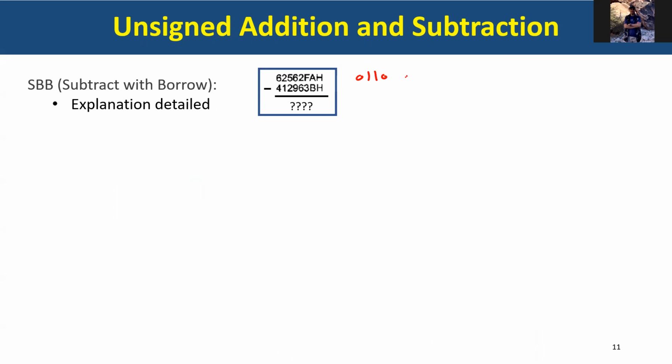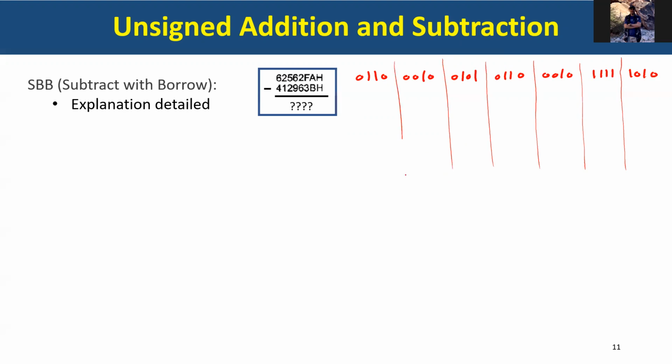So the first number is 0110, 0010, 0101, then 0110, then 0010, 1111, and 1010. Okay, good. And I'm gonna divide them into four bits like this, so that we are not confused.